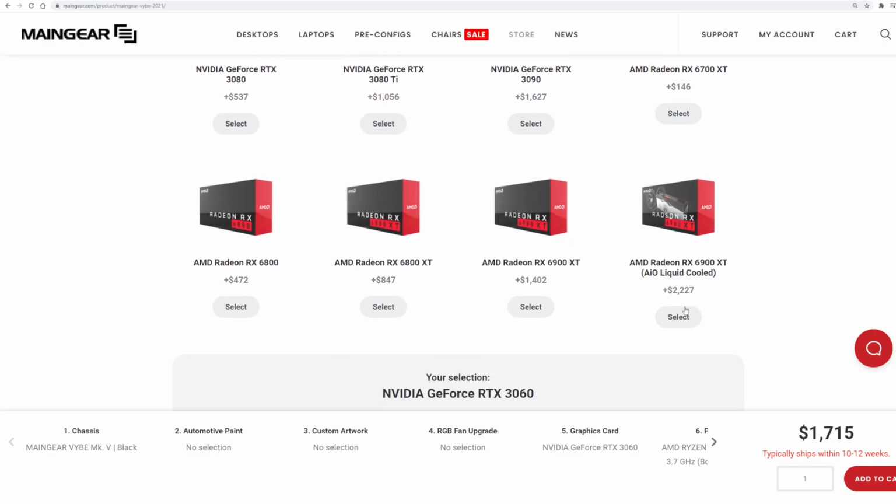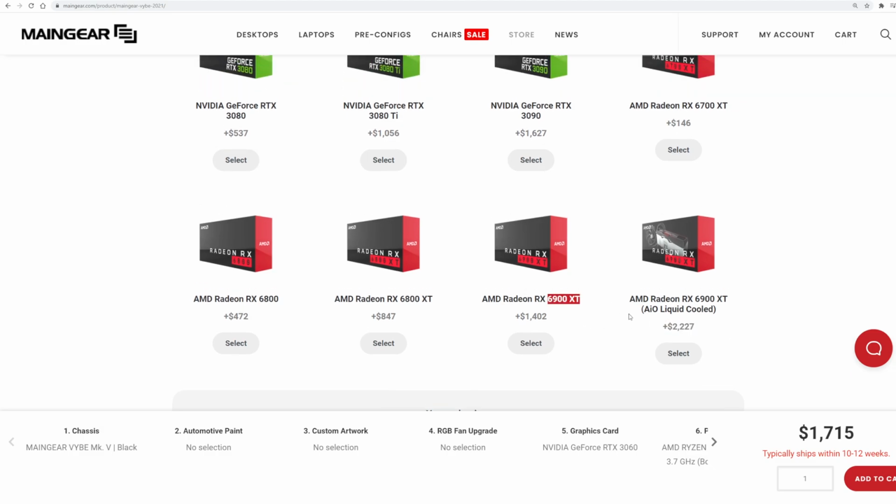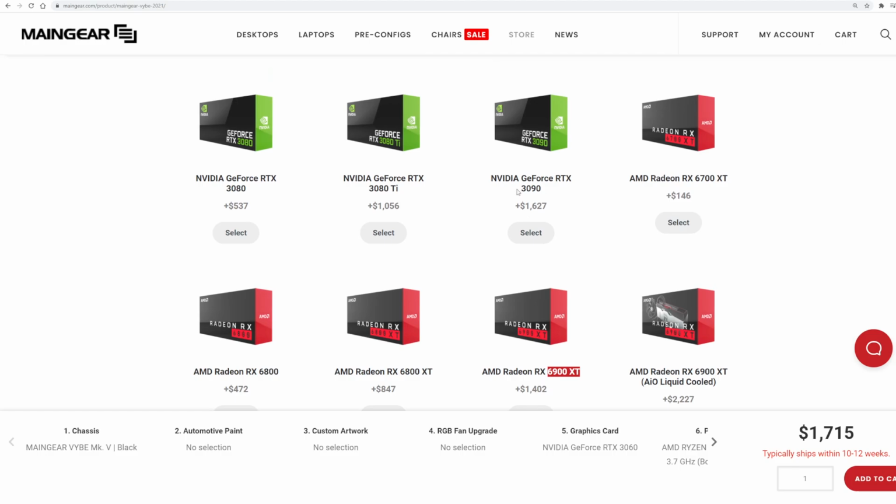Let's just do it, guys. This is by far the most expensive GPU that they're offering right now. By far. I mean, much more expensive than a 6900 XT, and even much more expensive than an RTX 3090.